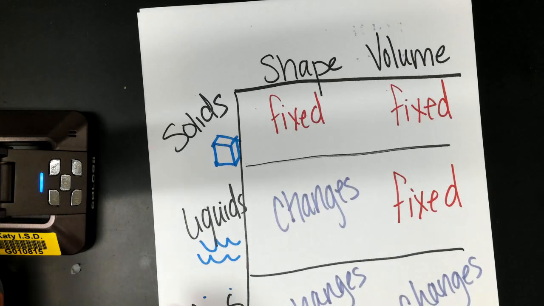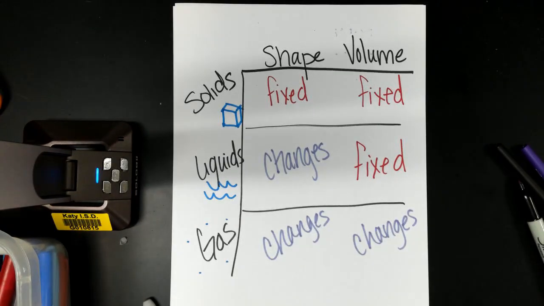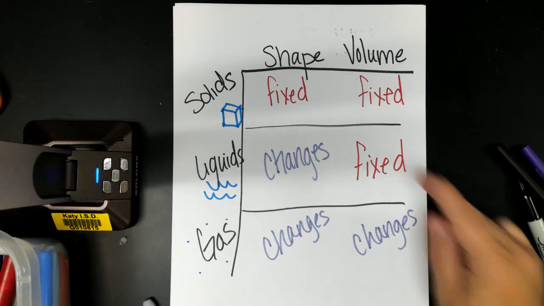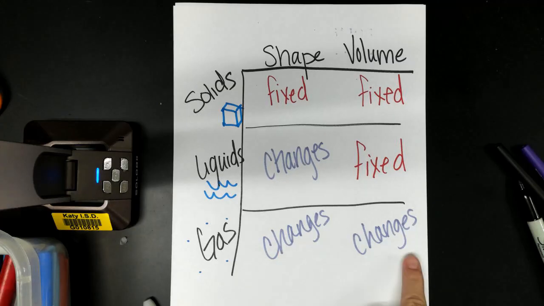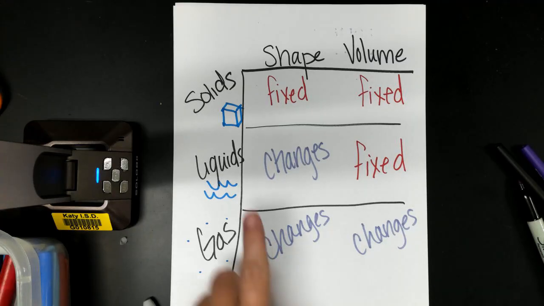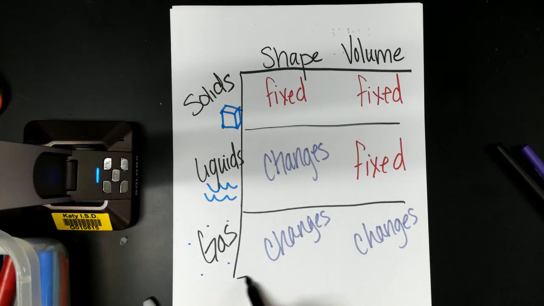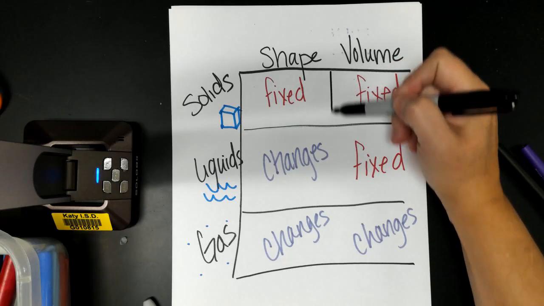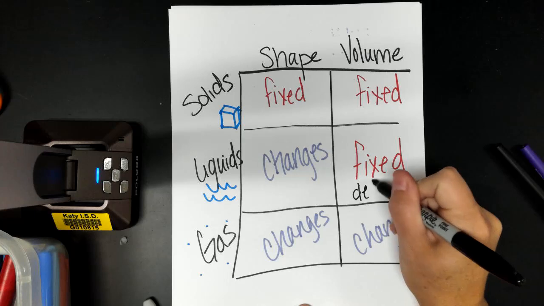So, do we see any patterns? We see that solids have both a fixed shape and a fixed volume. We see that gases have neither fixed shape and volume. And liquids have one of each. That is something to think about when you're answering test questions. Another word you might see instead of fixed would be definite.